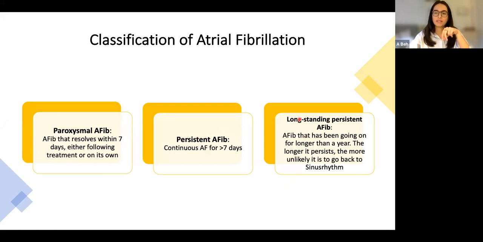And then we have long-standing persistent AFib. That is atrial fibrillation that has been going on for longer than 1 year straight in our patient. And you have to know that the longer the patient is in the episode of atrial fibrillation, the less likely he is to go back into the healthy sinus rhythm, which is very important to know. So those are the 3 different classifications of atrial fibrillation. So paroxysmal, which is sometimes, persistent, which is longer than 7 days, and long-standing persistent, which is the longest.